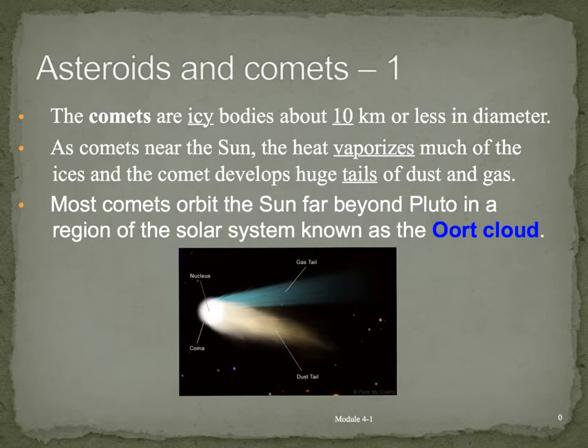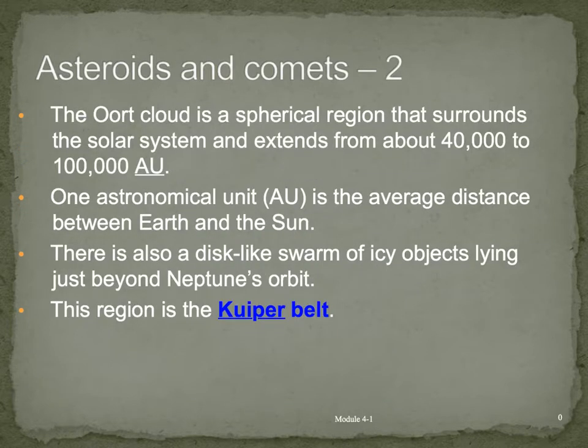As a comet nears the Sun, the heat vaporizes much of the ice in comets and develops huge tails of dust and gas. Most comets orbit the Sun far beyond Pluto in a region of the solar system known as the Oort cloud. The Oort cloud is a spherical region that surrounds the solar system and extends from about 40,000 to 100,000 AUs. An AU stands for an astronomical unit. 1 AU is the average distance between the Earth and the Sun.